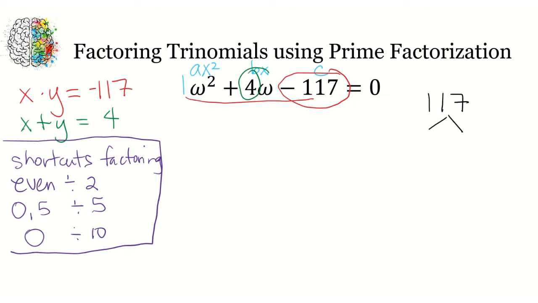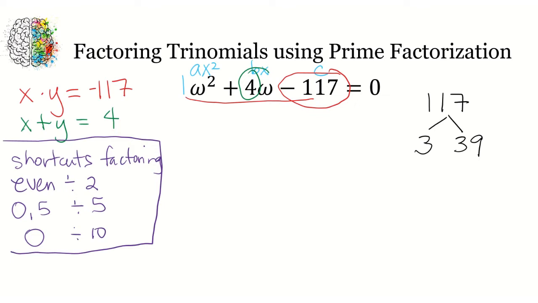So now I'm going to see, can 117 divide by 3? So I can do my division, and I see yes it does. 3 times 39. When I multiply those together, those equal 117. Now when I add those together, those aren't even going to come close to 4, so I know that's not my factor.